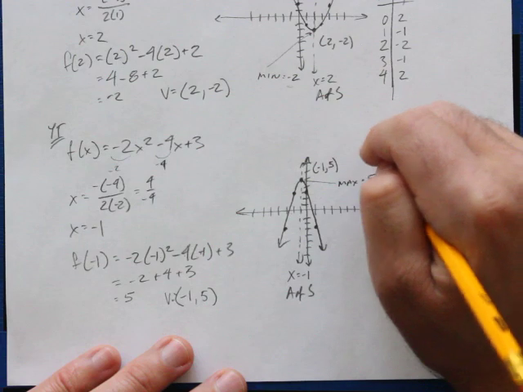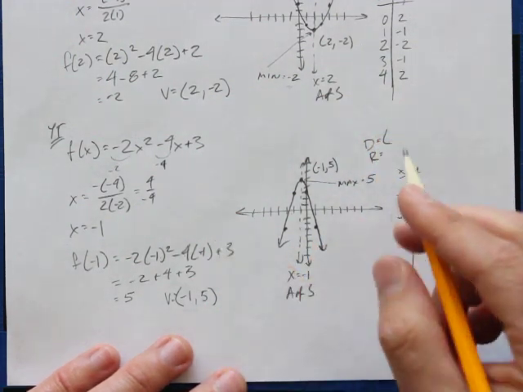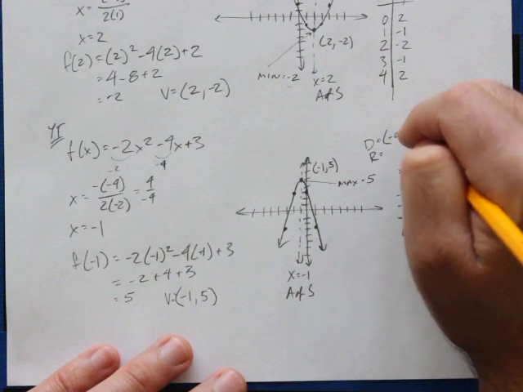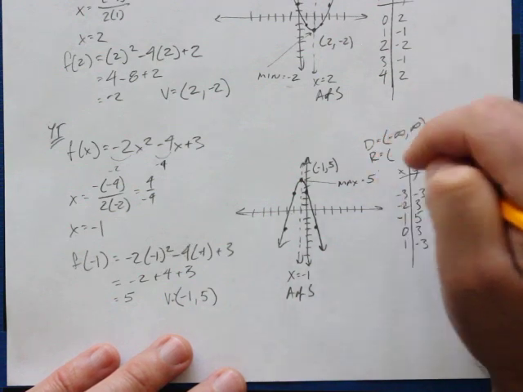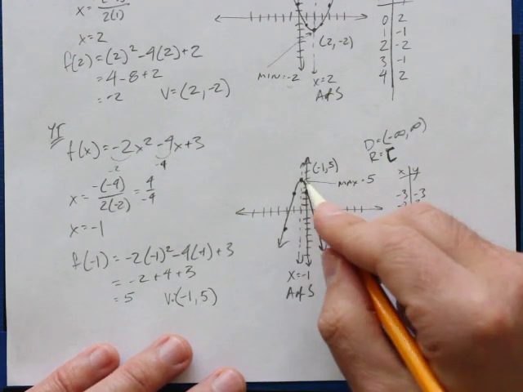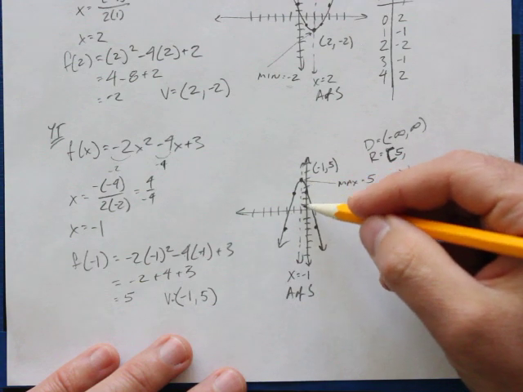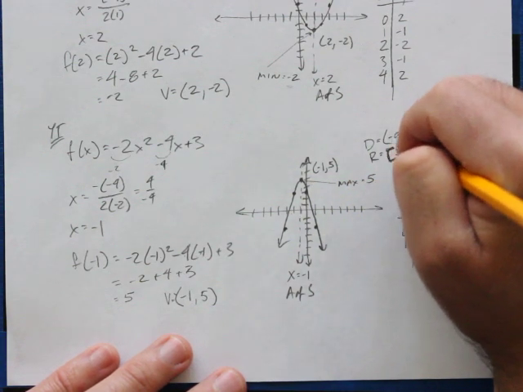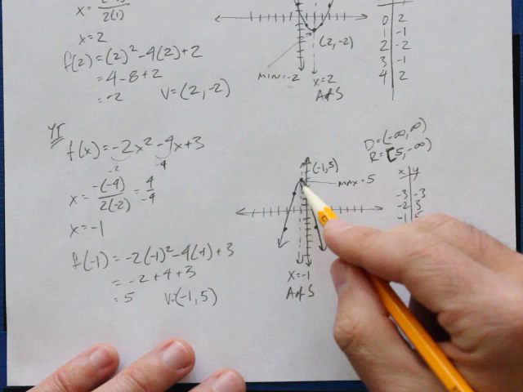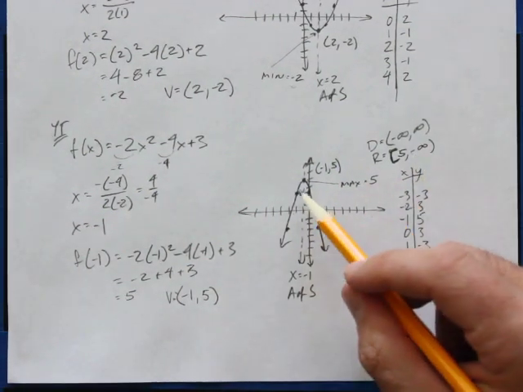Let's talk about the domain and the range. The domain, still, all the x values from negative infinity to positive infinity are included. For the range though, gosh, I keep doing a soft bracket for the range. I start at 5, and then the values that are below 5 are included, not the ones that are above, so I do negative infinity to 5.